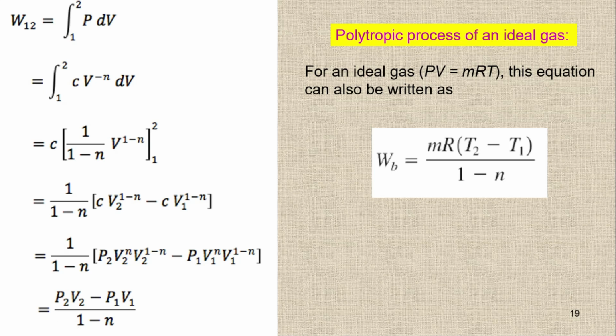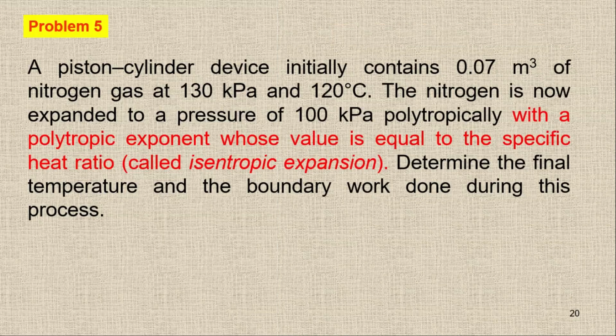So for the polytropic process, we are going to solve a question here. You can see we have a piston cylinder device that initially contains 0.07 meter cube of nitrogen gas, an ideal gas, at 130 kilopascal and 120 degrees Celsius. Again, for the gas we have to use the temperature value in Kelvin. The nitrogen is now expanded to a pressure of 100 kilopascal polytropically with a polytropic exponent, which means the value of n, equal to the specific heat ratio.